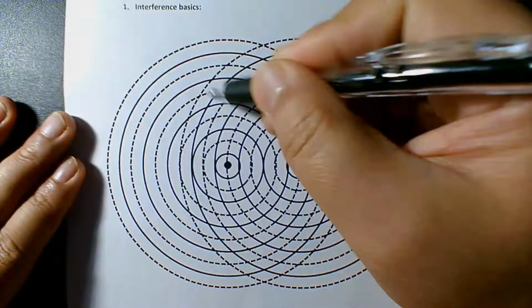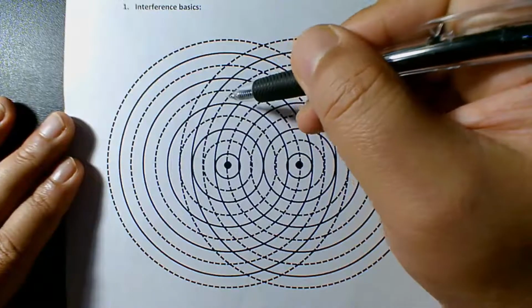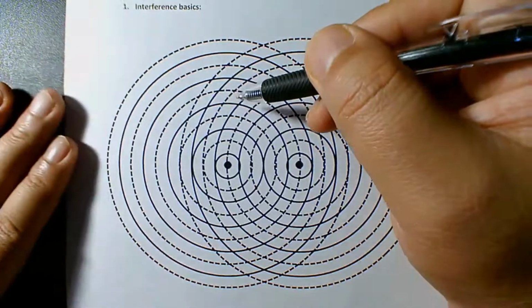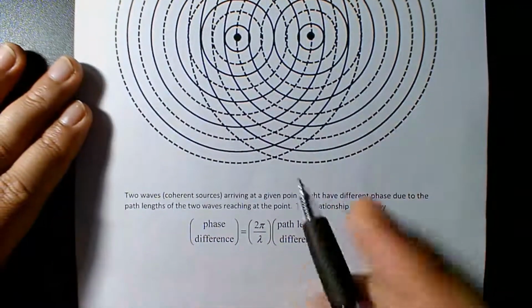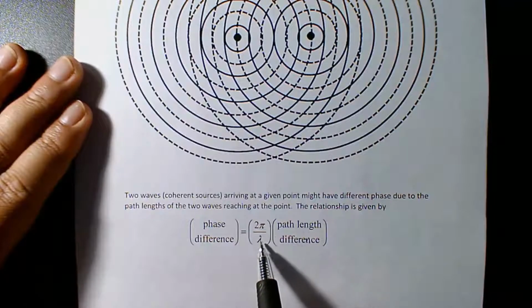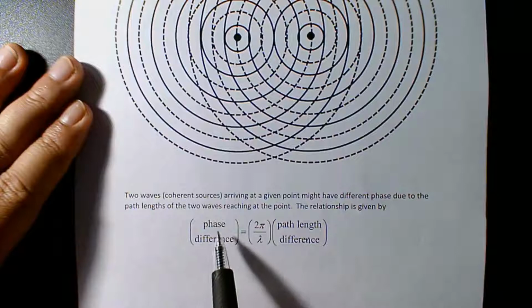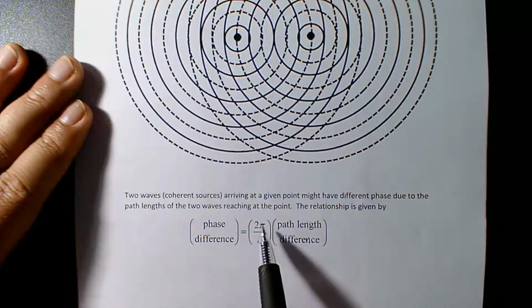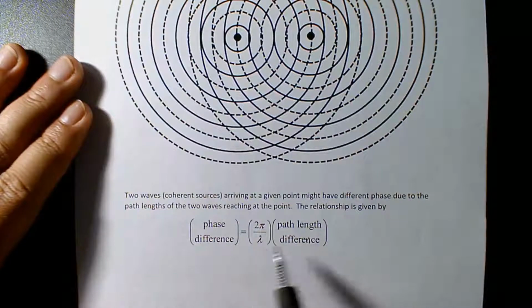But the main idea is, the two waves travel out with the same phase, but they have to travel different distances. This path difference brings the phase difference. And what's the relationship between path difference and phase difference? This is the relationship. Since lambda is a full cycle, lambda will bring a 2 pi phase shift. In general, the phase difference between two waves is 2 pi over lambda times the path difference. That's how you calculate it.